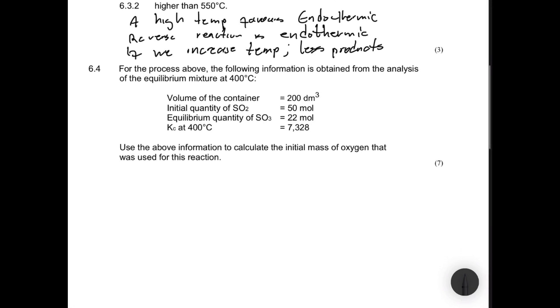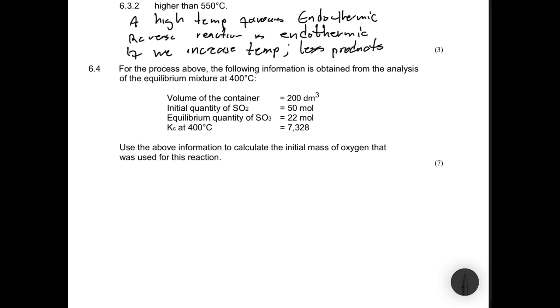And then let's move to 6.4. 6.4 is saying, for the process above, the following information is obtained from the analysis of the equilibrium mixture at 400 degrees Celsius. The volume of the container is 200 decimeter cube. The initial quantity of SO2 is 50 moles, and then the equilibrium quantity of SO3 is 22 moles, and then the Kc at 400 degrees Celsius is 7.328. Use the information above to calculate the initial mass of oxygen that was used for this reaction.